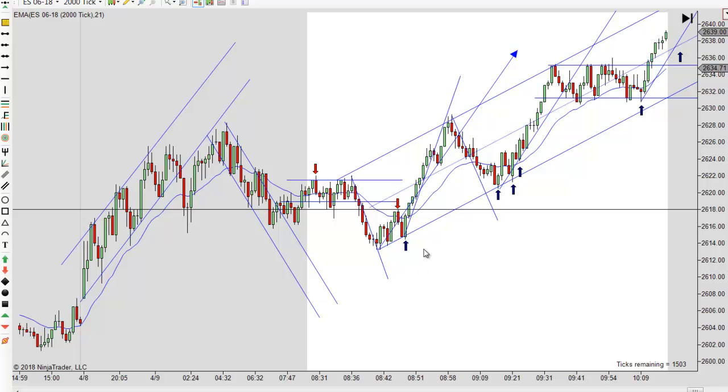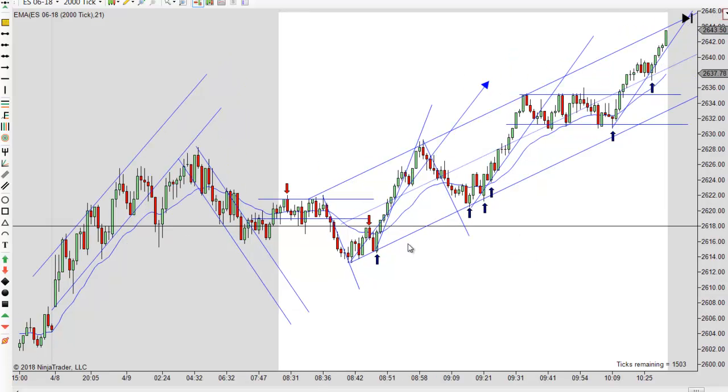And this turns out to be a really nice move up right here. And you probably should have had a runner right there if you played that one properly. Then you pull back and you get another bounce right off that trend line. And notice you got a little trend working down.